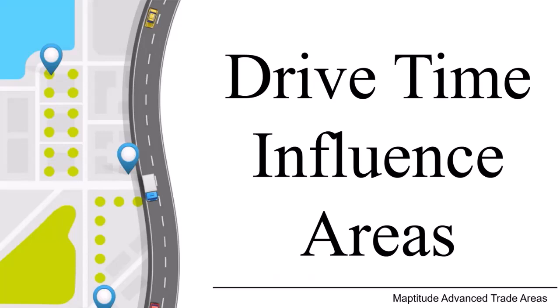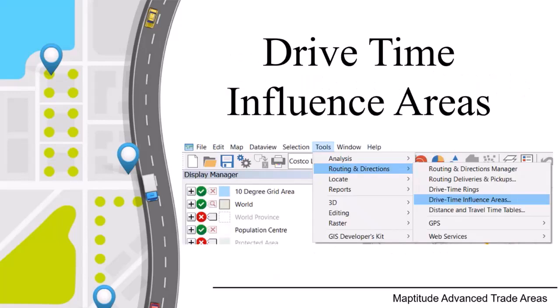Originally, when I wanted to do all the Costcos in Canada, my computer could not do it for all of them. It could do it for about maybe half of Canada, but then I upgraded my memory to 64 gigabytes, and now I can do all of Canada, or I can do all of the United States. So keep that in mind. It's because it needs to calculate basically the drive time for every point to every store, which is billions of calculations. To get at it, you go through tools, routing and directions, drive time influence areas.